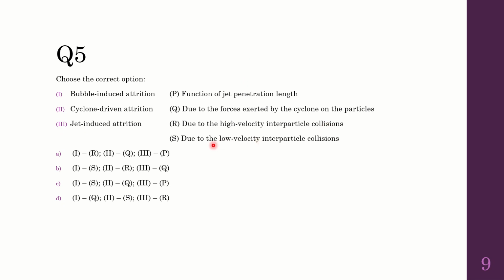So on matching all these we have S, Q, P. Which option is it matching? RQP false, SRP false, SQP is the right answer, that is option C. Again option D is wrong. S, Q and P is the right answer, option C. We will go to question 6.